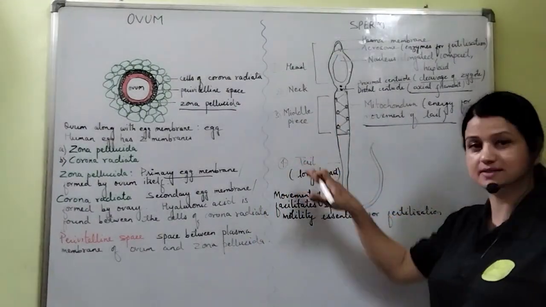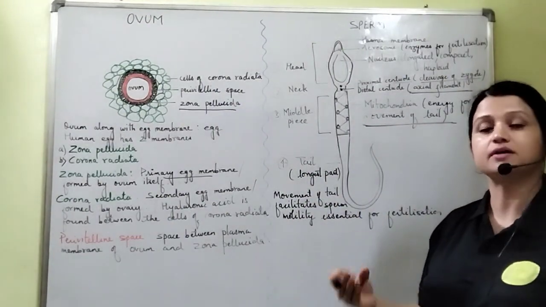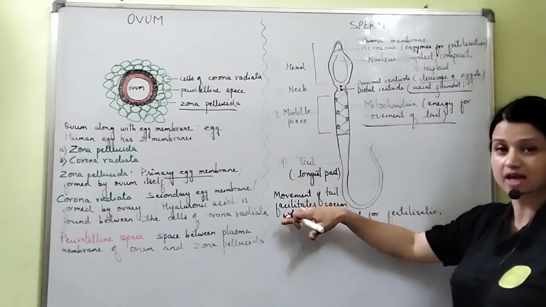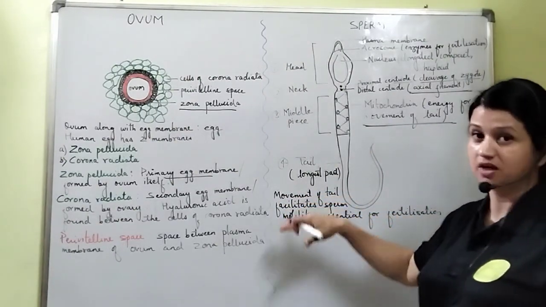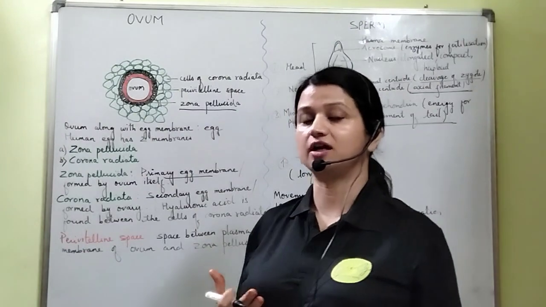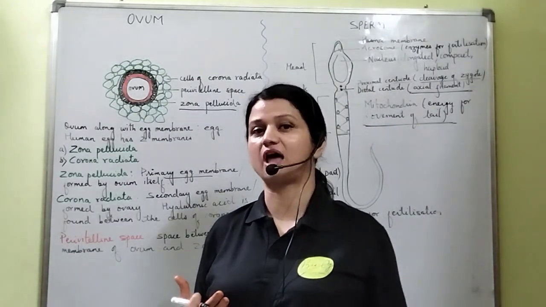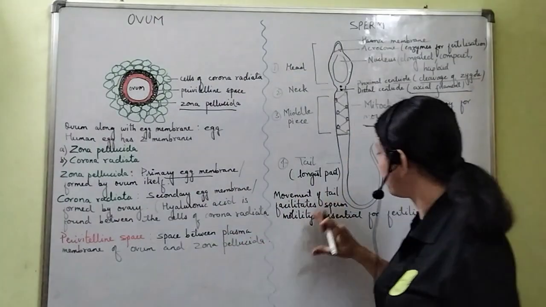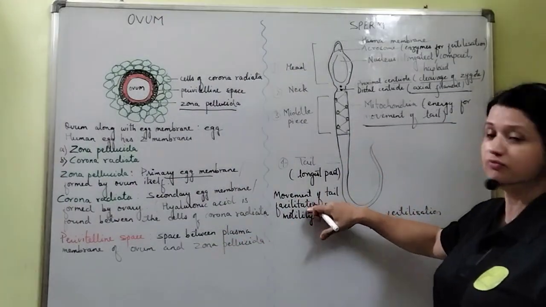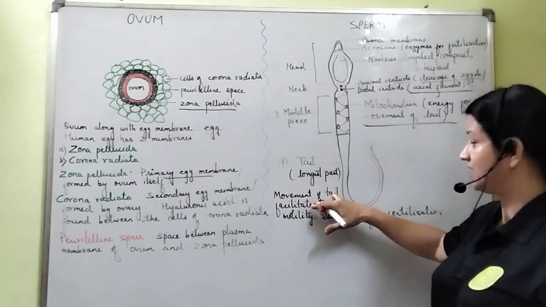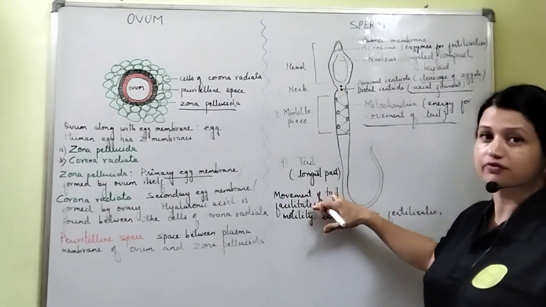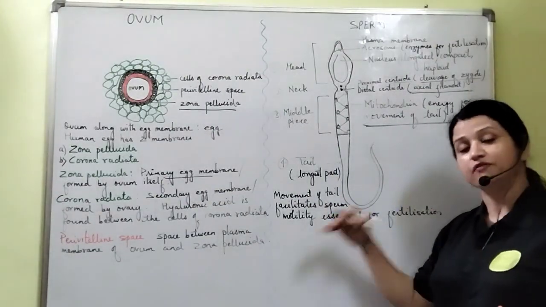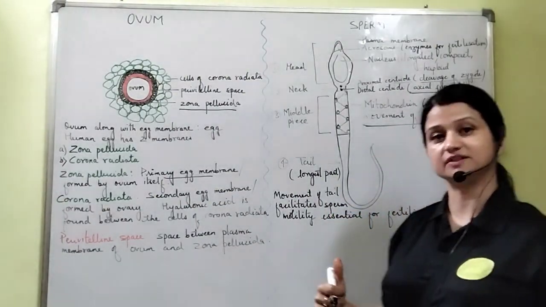And the fourth part is tail. As I already told you that it is the longest part, and the movement of the tail helps in the motility of the sperm. If there is no movement of the tail or there is no tail formation, what will happen? The sperm is not capable of fertilization. So for the motility of the sperm, what is needed? Movement of tail is required. So movement of tail facilitates the motility of sperm, which is essential for fertilization.